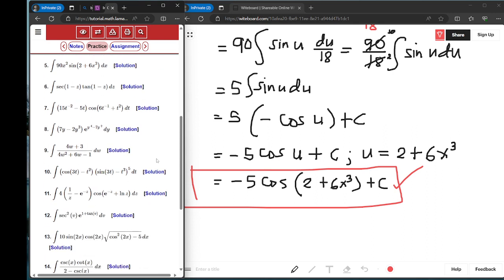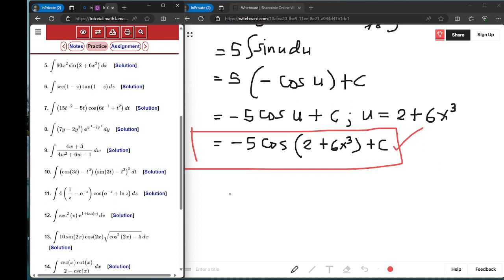Again, if it's difficult for us to integrate a given problem, one of the things that we can use is u substitution. Okay, let's try other problems. We have number 6.